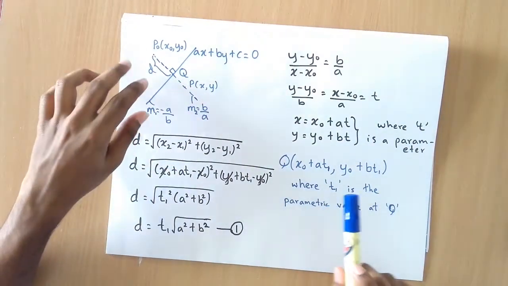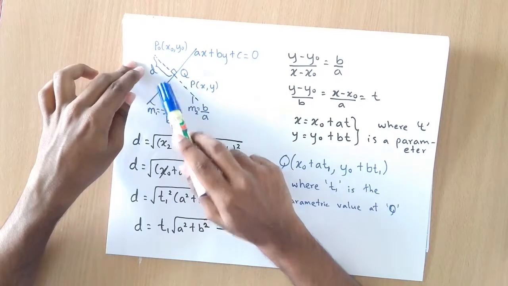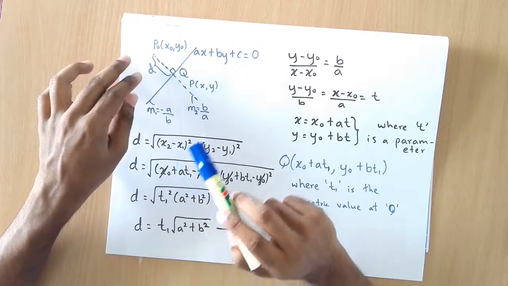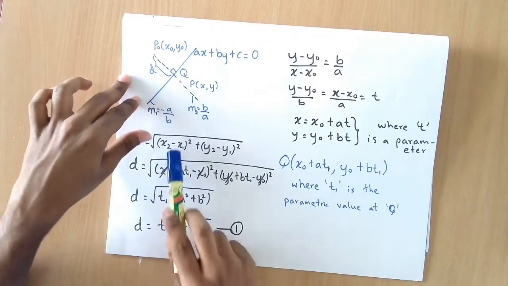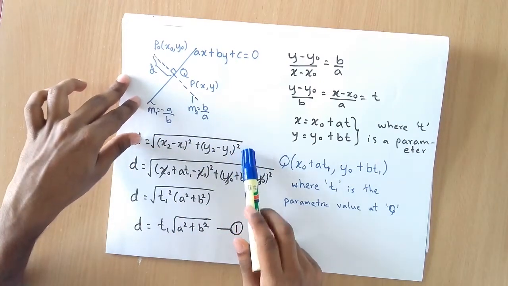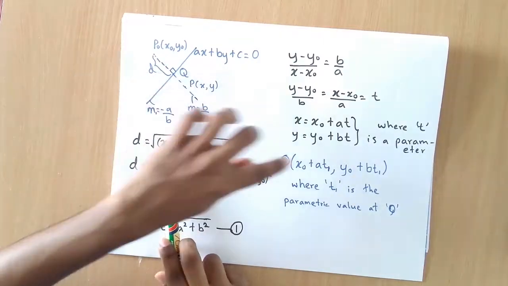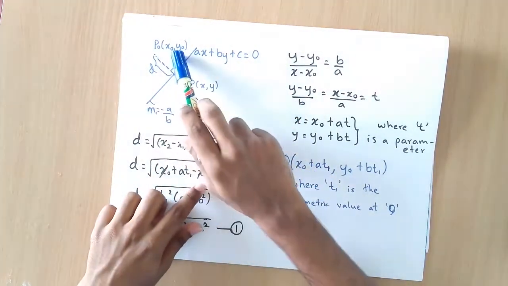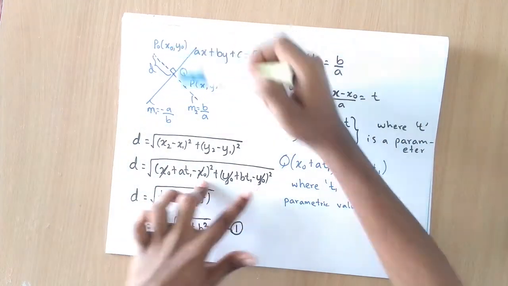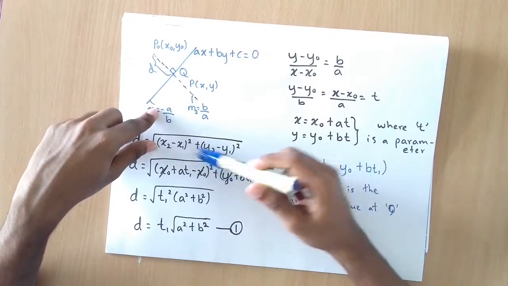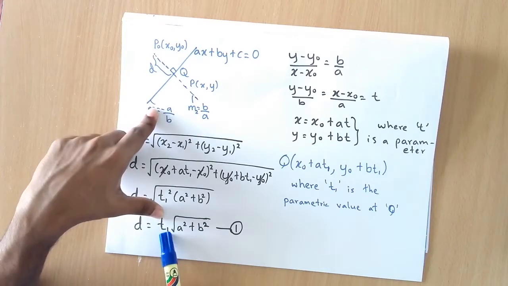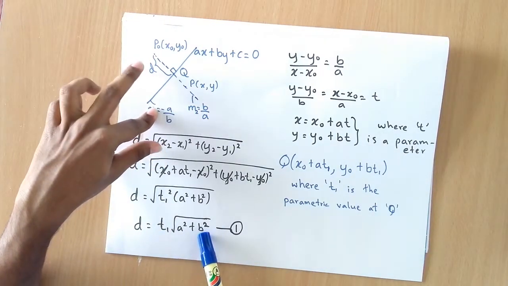Using the coordinates of P and Q, we can find the distance between them using the distance formula we learnt before. That would be the square root of (x2 minus x1) whole thing squared plus (y2 minus y1) whole thing squared. So this will give us (x0 plus at1 minus x0) whole thing squared plus (y0 plus bt1 minus y0) whole thing squared. So the x0s and y0s cancel each other. This will finally give us d equals t1 into the square root of a squared plus b squared.